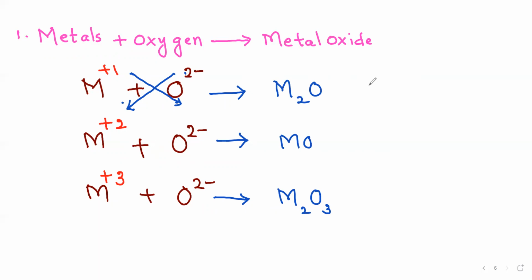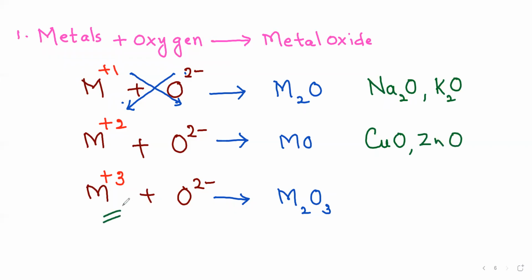For M2, when the metal is sodium, you get Na2O. If it is potassium, K2O, like that. And hydrogen, H2O, like that. Now, if it is valency 2, for example, copper is 2, so CuO. All these are examples for valency 2.